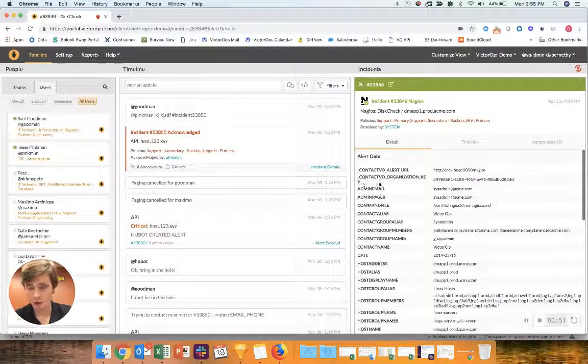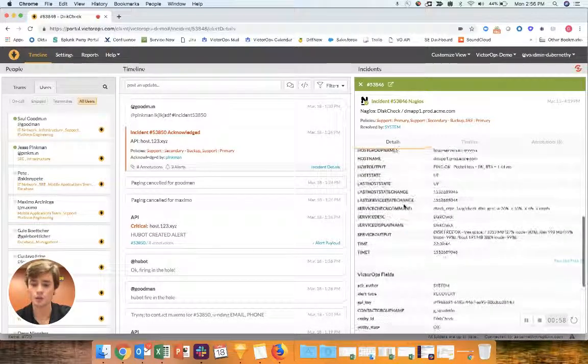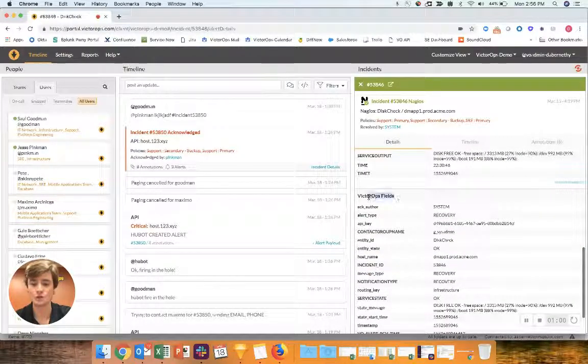incident here. So we'll notice that this incident, like most incidents, is going to be broken out into alert data. All of this information is sent over by the monitoring tool, as you see here, and then VictorOps fields. So fields added by VictorOps, just for the system's own purposes, right? And so one tip I want to pass your guys' way is that two fields in these VictorOps fields are going to really give you the most information about what is going on with this incident.